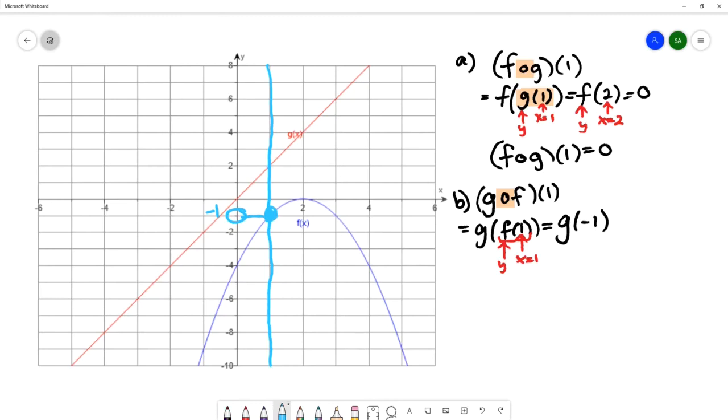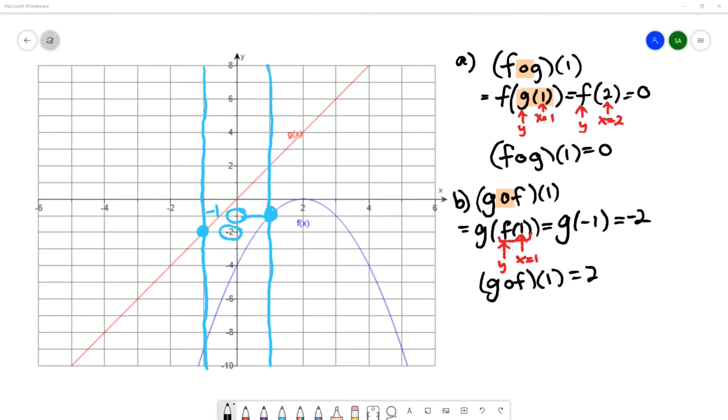And now we're looking for g of -1. If I draw a vertical line where x is equal to -1, you can see this spot here is where it crosses the graph of g at a y value of -2. So g of -1 is -2. So we found that g composed with f of 1 equals -2.